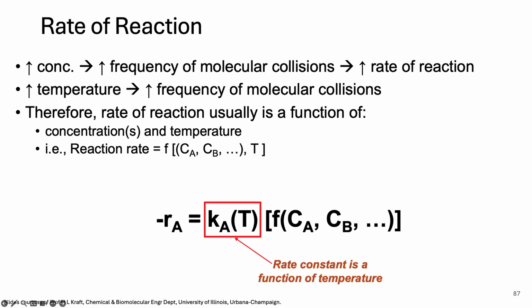So in a chemical reaction, what we typically see is that the rate of reaction is going to increase as the concentration of our reactants increases, and that's because the frequency of molecular collisions between reactants will increase. The molecules are closer together. Increasing temperature has a similar effect as the kinetic energy of those molecules increases. They're moving faster and colliding more frequently. So therefore, we would expect that the rate of reaction usually is a function of both concentration and temperature.